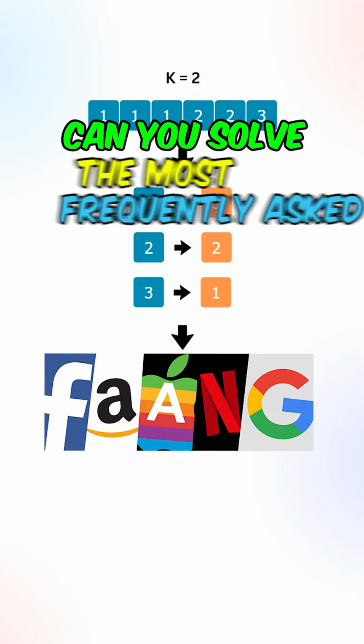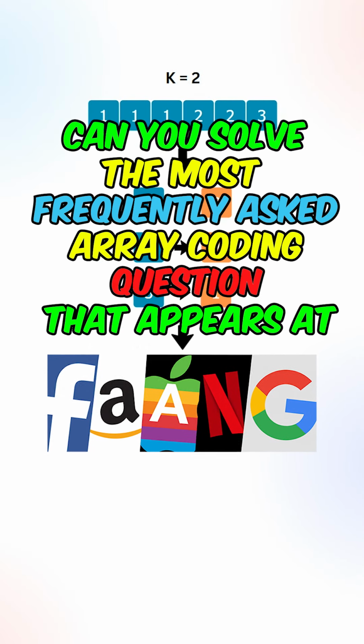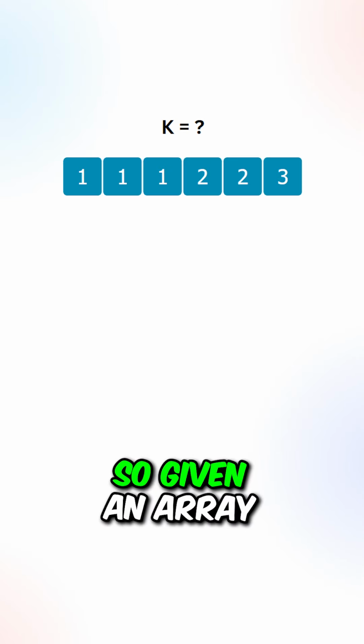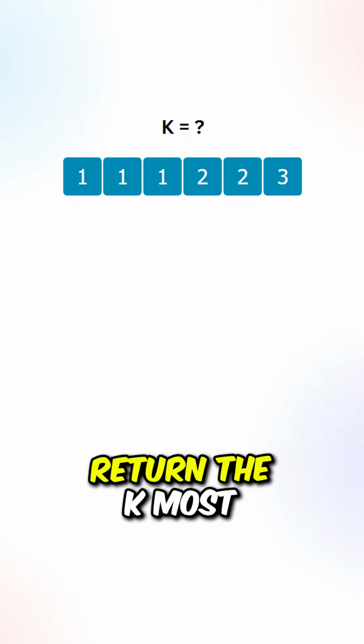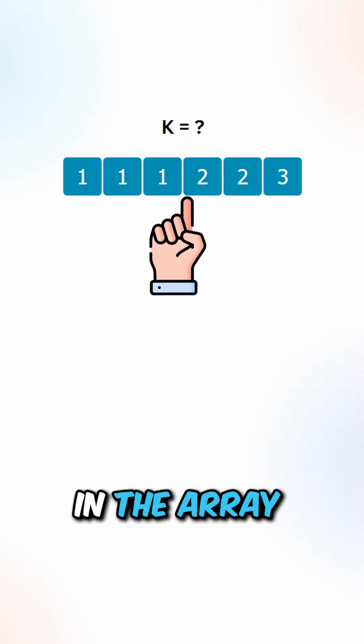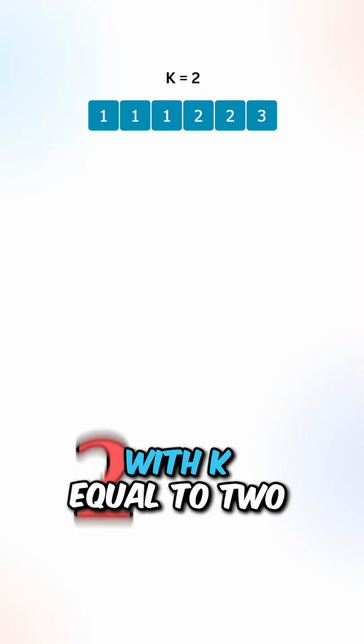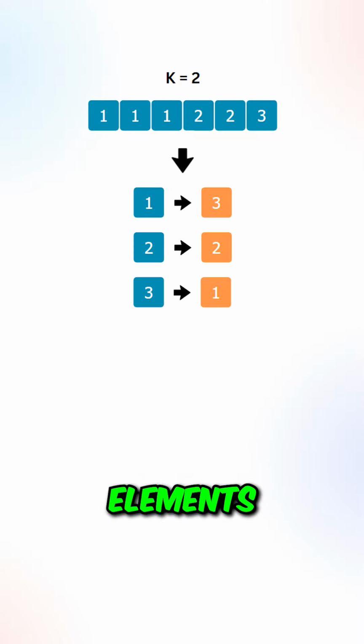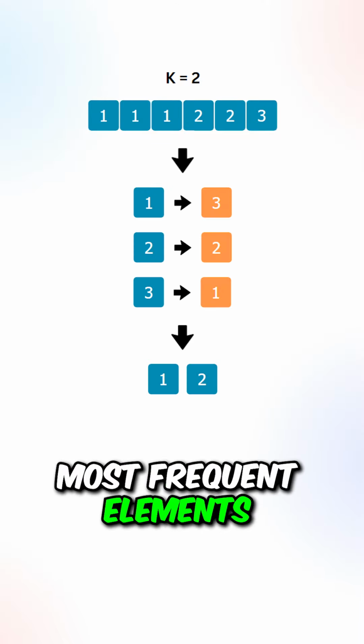Can you solve the most frequently asked array coding question that appears at every single company? Given an array and a value k, return the k most frequent elements in the array. Let's say we're given this array with k equal to 2, we have the following elements and its frequency. The top two most frequent elements are 1 and 2.